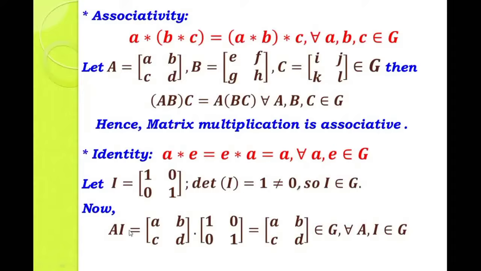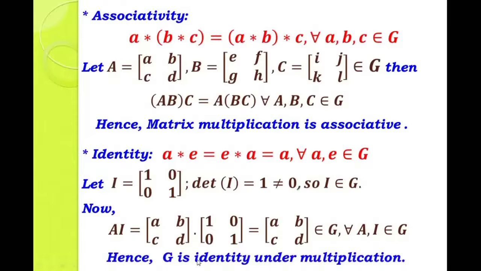So here you see, if you multiply A into I equal to A, if you multiply any matrix by the identity matrix, you get the same matrix. Therefore, for all A, I belongs to G. Hence, G has an identity element under multiplication.